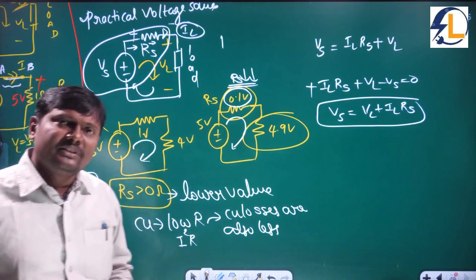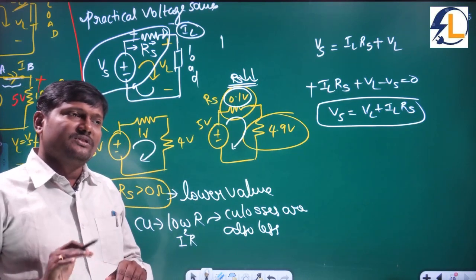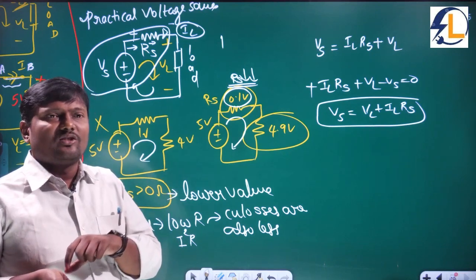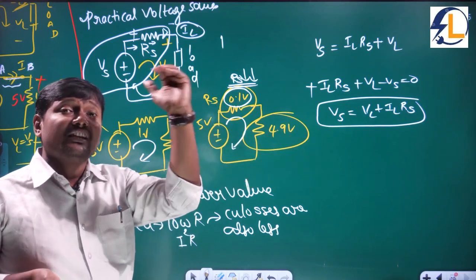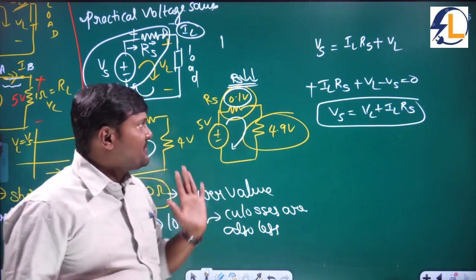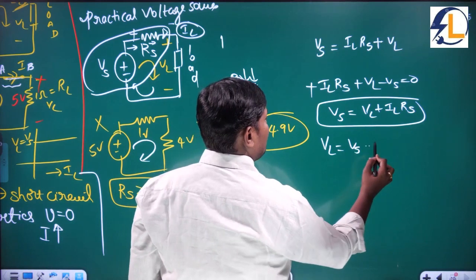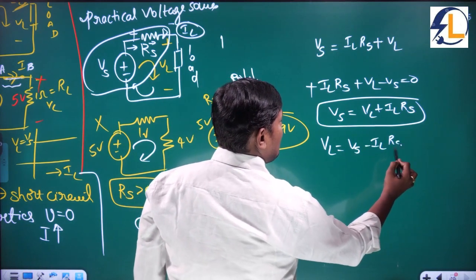I have 5 rupees in my pocket. That 5 rupees is given. In that 5 rupees, only 0.1 rupee is a drop. The remaining 4.9 is utilized effectively. Okay, so what is the VL now? Vs minus IL into RS.